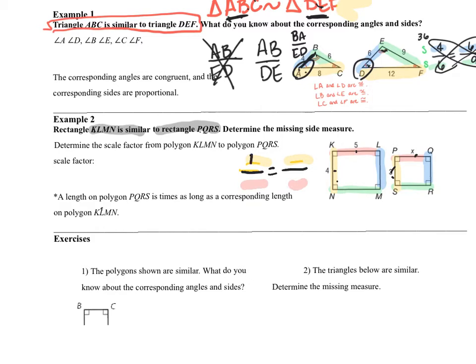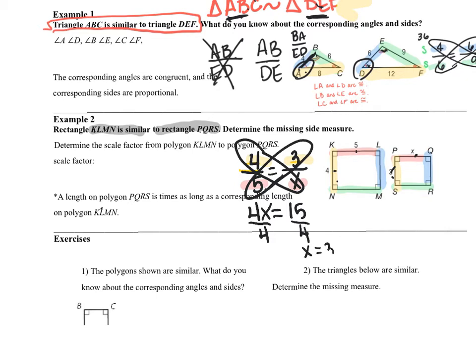So yellow is 4, red is 5, yellow is 3, red is X. Okay, 5 times 3 is 15. 4 times X is 4X. Okay, divide both sides by 4.